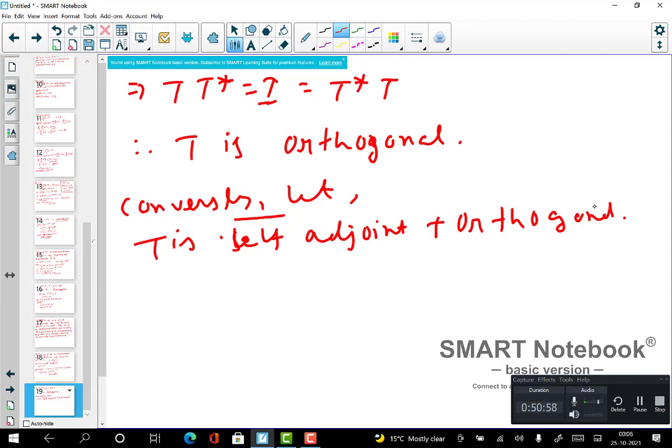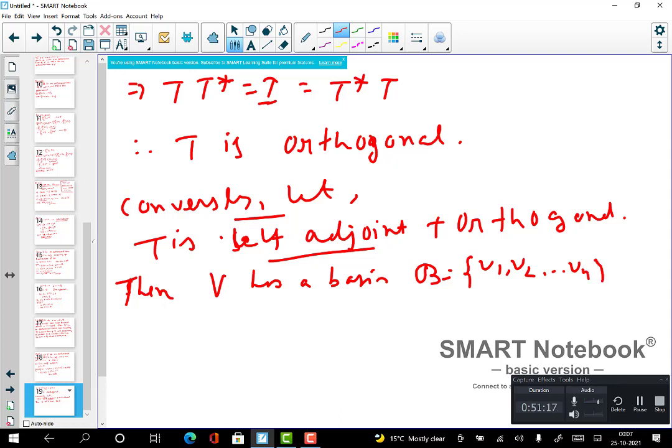So obviously one part is obvious. For self-adjoint, you can say that V has a basis B, which is V1 up to Vn, consisting of eigenvectors of T. That we know, but we don't know whether the eigenvalues have norm 1 or not. That we need to prove.